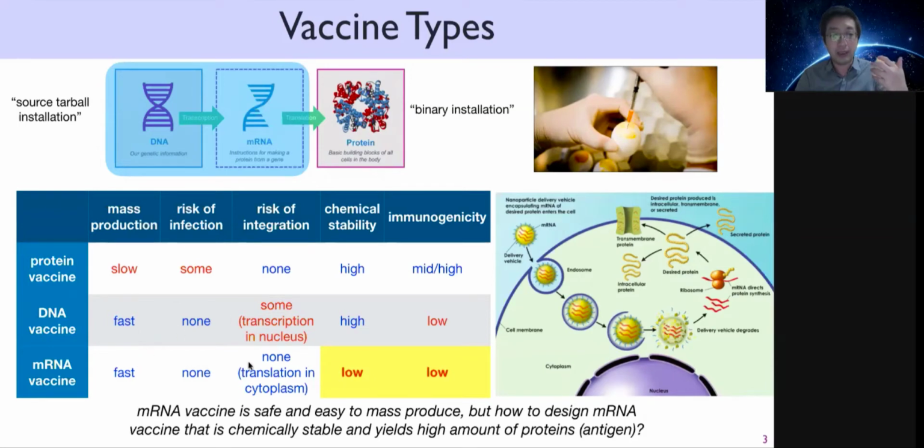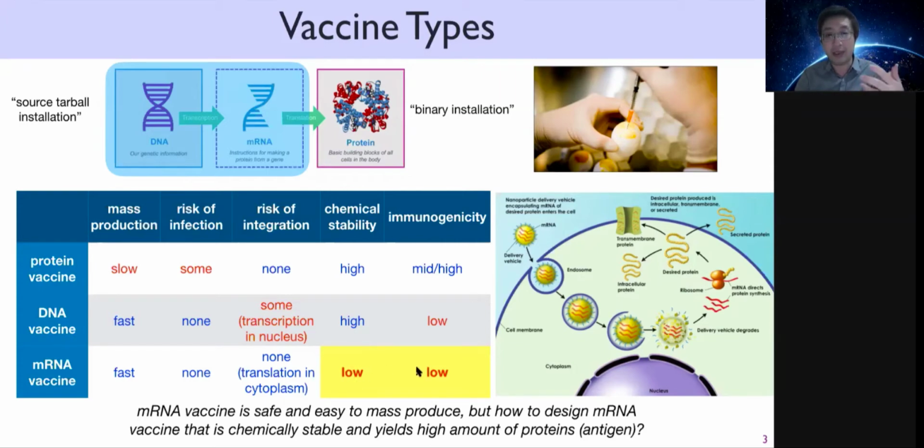We also prefer the mRNA vaccine because it has no risk of integration into your genome, because translation happens in the cytoplasm rather than the nucleus. So it's the safest. But the drawback is that because it's mostly single-stranded, it's very unstable chemically. Before it can be translated into protein, it can already be cut into many different pieces, so it's no longer effective.